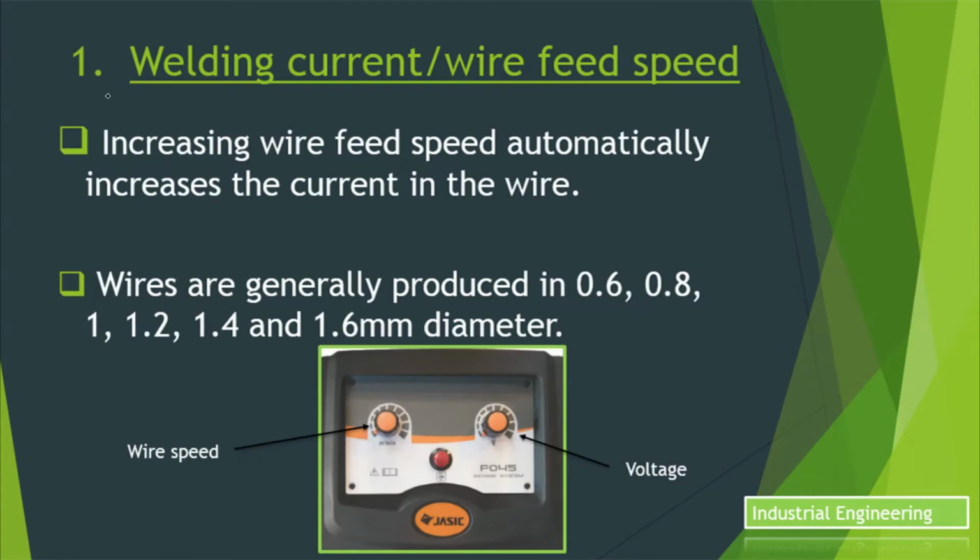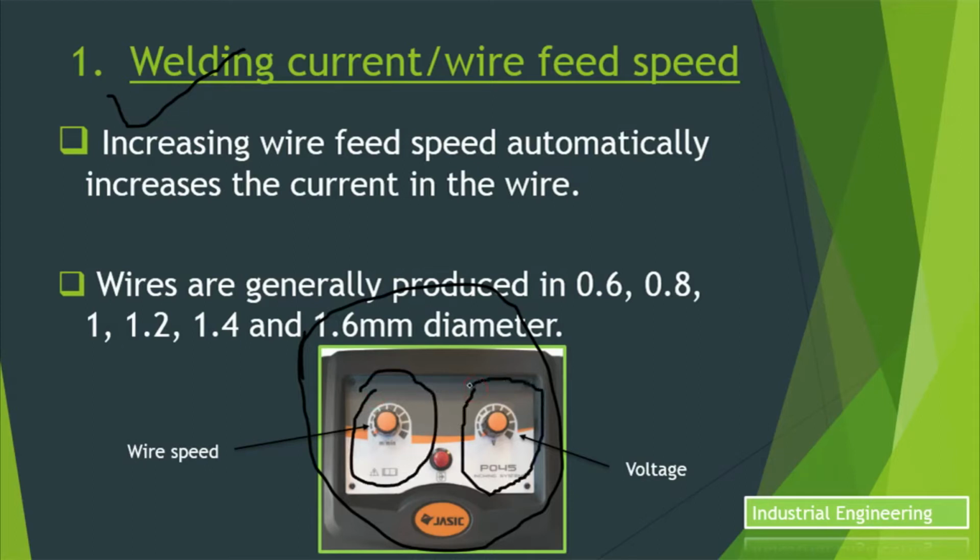So the first point, welding current or wire feed speed. This is the front view of the wire feeder. This knob is used to regulate the wire speed and this knob is used to adjust the voltage. The wire feed speed is directly related to the current. The higher the wire speed, the more wire is deposited and hence more current is required to burn off the electrode. The wire speed is measured in meters per minute or sometimes inches per minute.